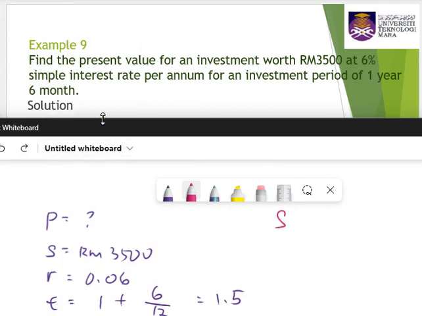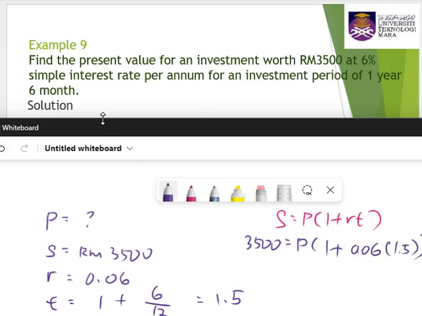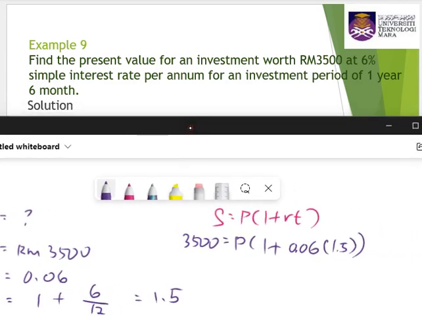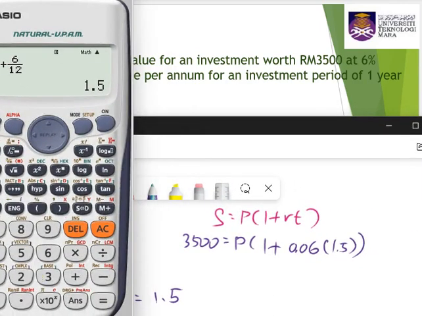That is S equal to P in bracket 1 add up with RT. Okay, so you have 3,500. Your P you don't know, so just let it be. Your R is 0.06. Your T is 1.5. Okay, so just substitute it respectively as usual.